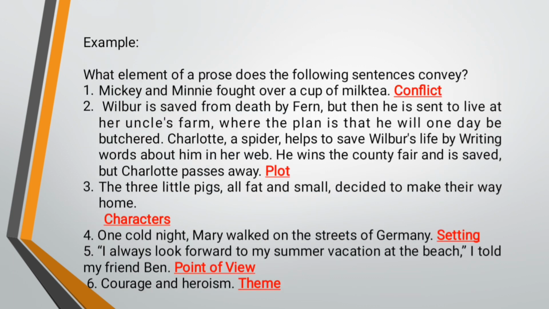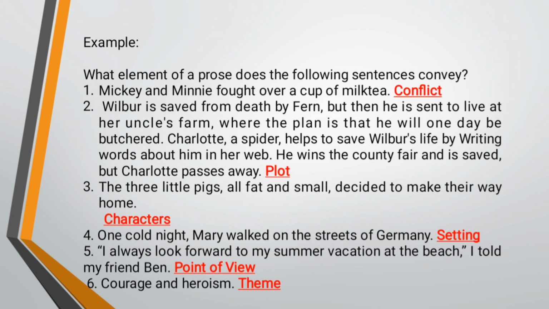Example: what element of a prose does the following sentence convey? Number 1. The answer is conflict because they fought over a cup of milk tea. Number 2. The answer is plot because it can be seen the proper sequencing and arrangement of events that happen to Wilbur and Charlotte, a spider who helps to save Wilbur's life.